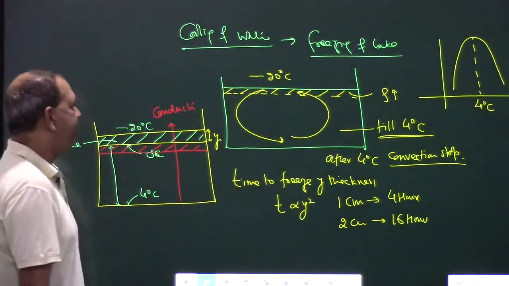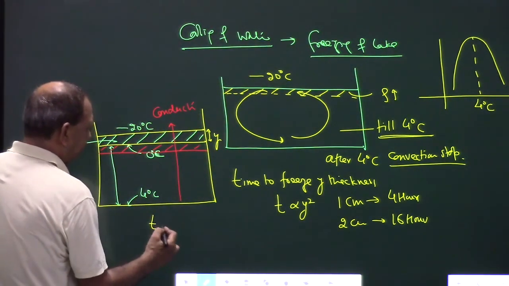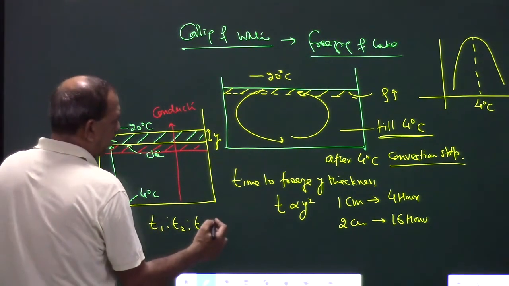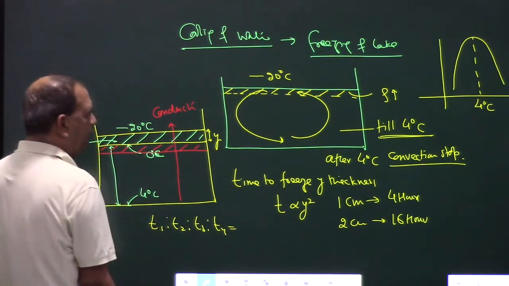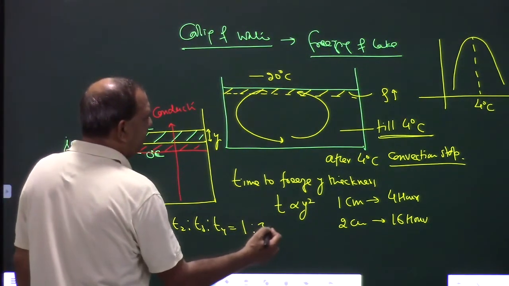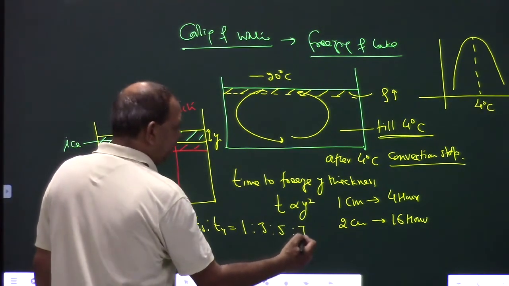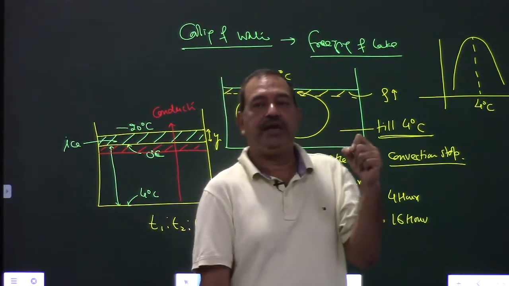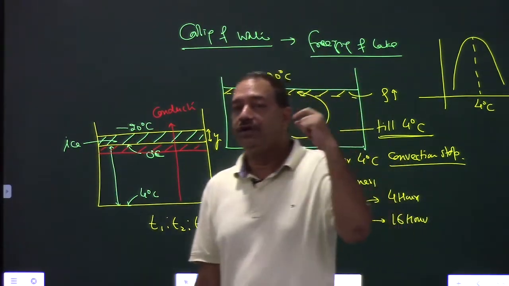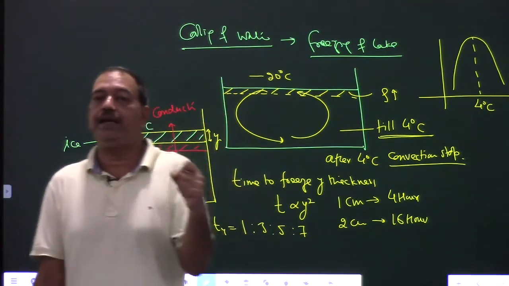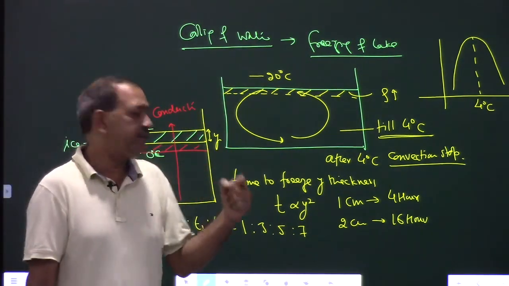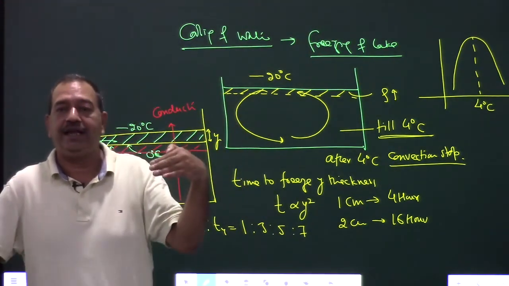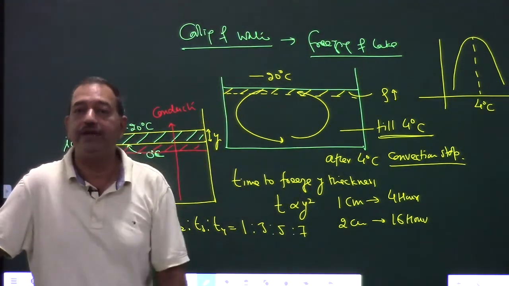In another way, we can also say that the time to freeze consecutive equal thickness of layer is 1:3:5:7 and so on. Like अगर first 1 centimeter freeze होने में 1 घंटा लगा, तो नेक्स्ट 1 सेंटीमीटर फ्रीज होने में 3 घंटे लगेंगे, नेक्स्ट 1 सेंटीमीटर फ्रीज होने में 5 घंटे लगेंगे. तो इस तरह से ये टाइम इतना ज़्यादा हो जाता है कि लेक बॉटम तक कूल नहीं हो पाते.